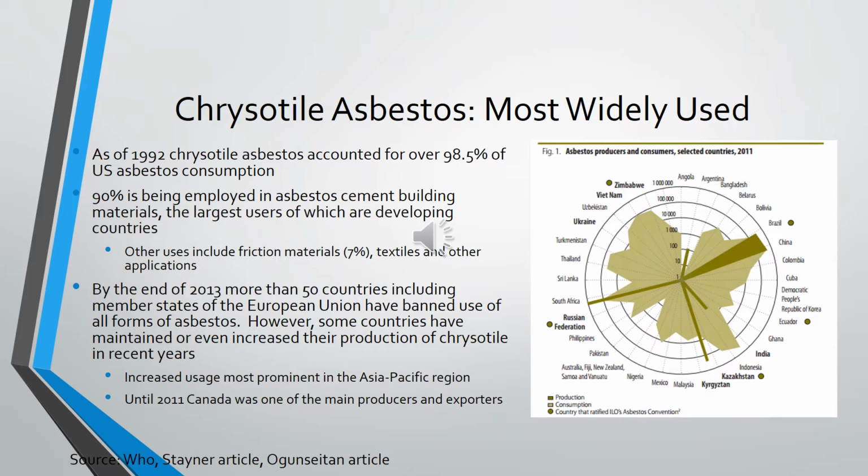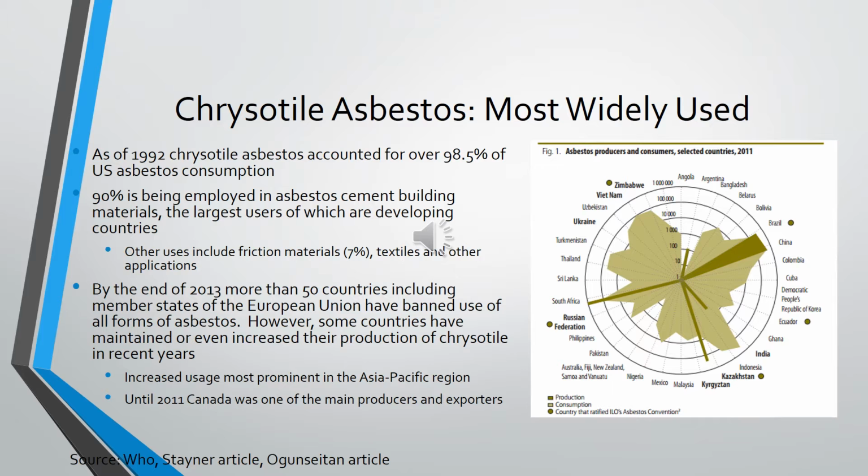By the end of 2013, more than 50 countries, including member states of the European Union, have banned use of all forms of asbestos, including chrysotile. However, again, there are some countries that have maintained or even increased their production of chrysotile in recent years, a lot being in those developing countries. The most prominent use is in the Asia Pacific region. And actually, until 2011, Canada was one of the main producers and exporters of chrysotile asbestos.